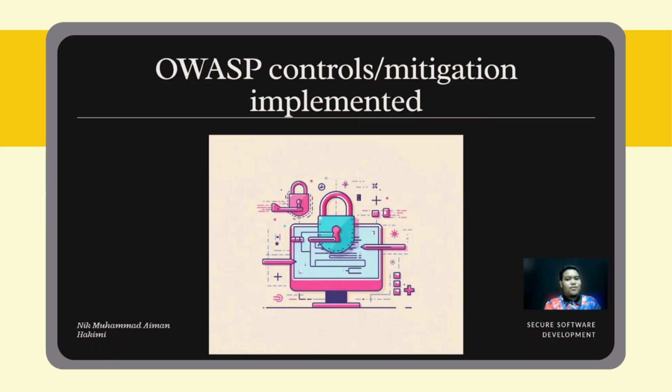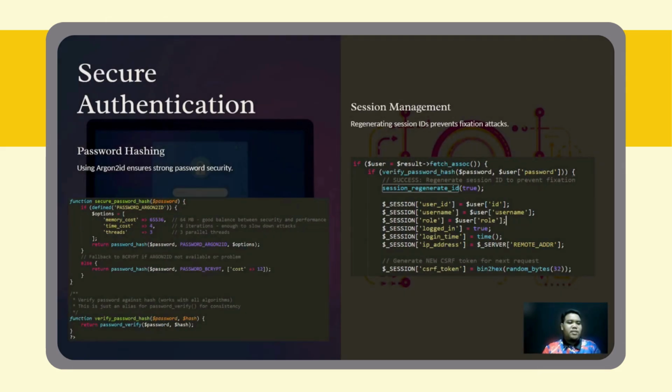I will present the second topic, which is OWASP control mitigation implemented in the hotel booking system. The first security measure that we implemented is password hashing.